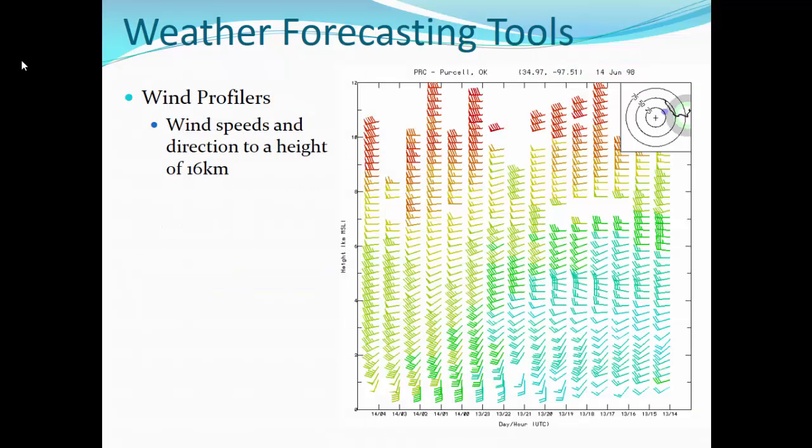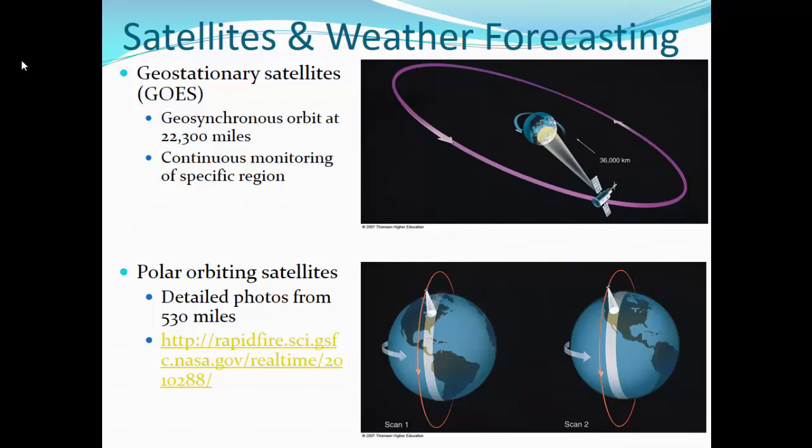This is one more tool used in assimilating current weather data, the analysis of the atmosphere. This is a wind profiler, a very sensitive radar system that essentially can detect wind speeds and directions to a height of about 16 kilometers. So very, very highly sensitive, and giving us an idea of how the winds are moving and turning and their speeds through a very deep layer of the atmosphere.